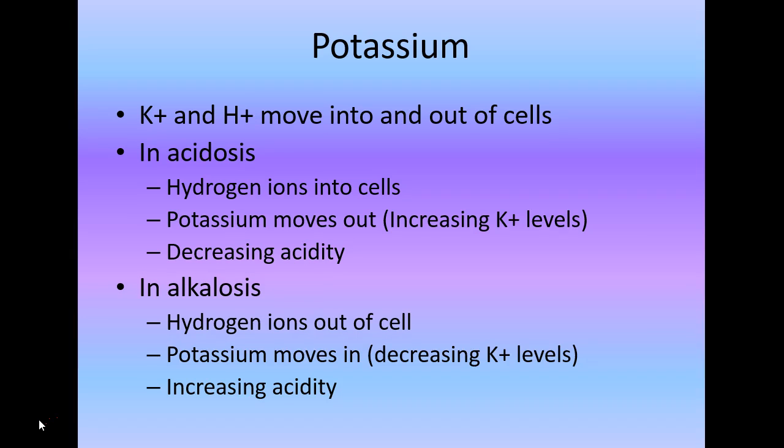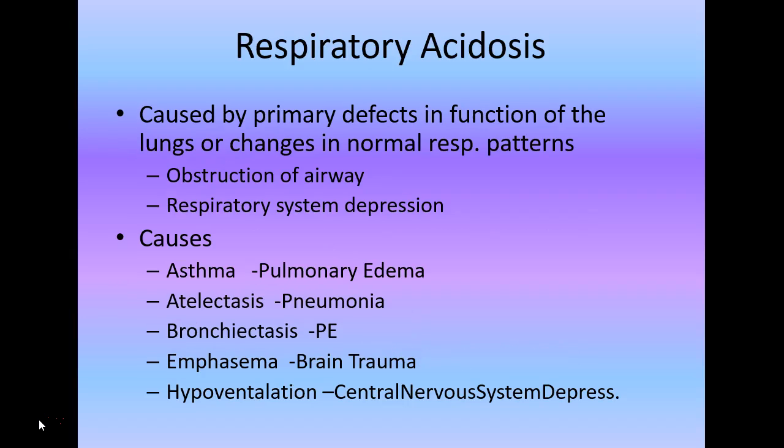So for potassium, potassium and hydrogen move in and out of cells. In acidosis, hydrogen ions are moving into the cells and potassium moves out, increasing potassium levels, decreasing the acidity. In alkalosis, hydrogen ions move out of the cell, potassium moves in, decreasing potassium levels, increasing acidity. So with respiratory acidosis, it's caused by primary defects in function of the lungs or changes in normal respiration patterns.